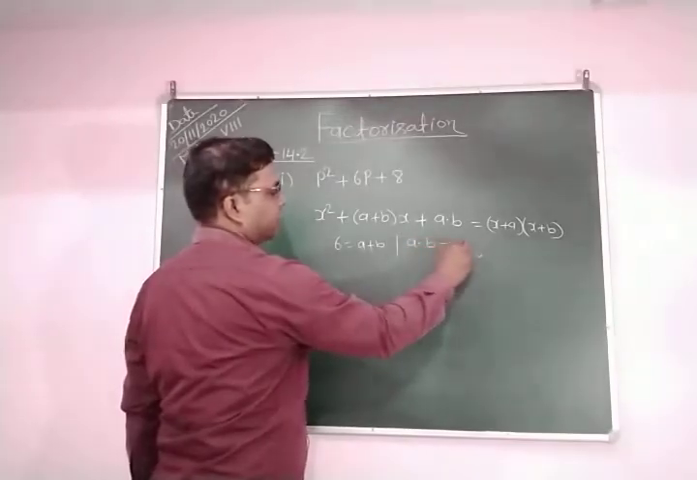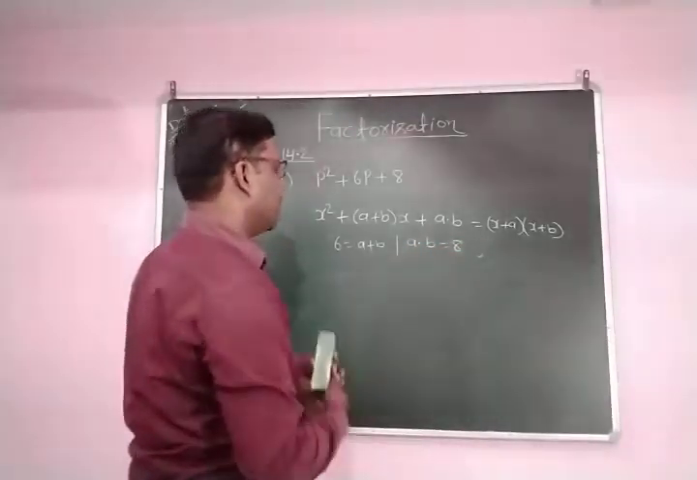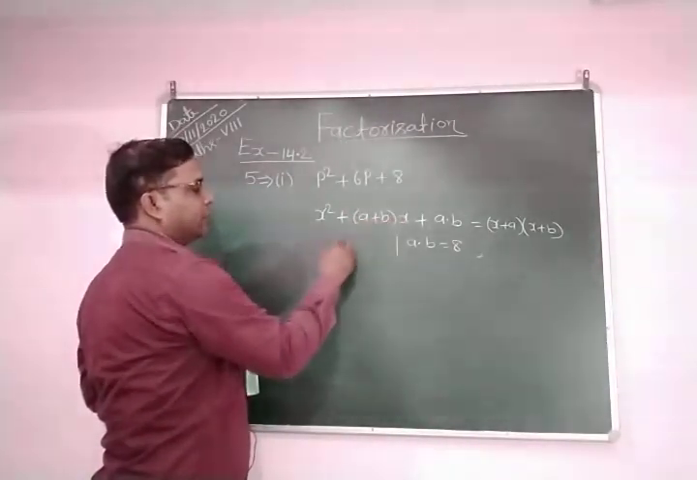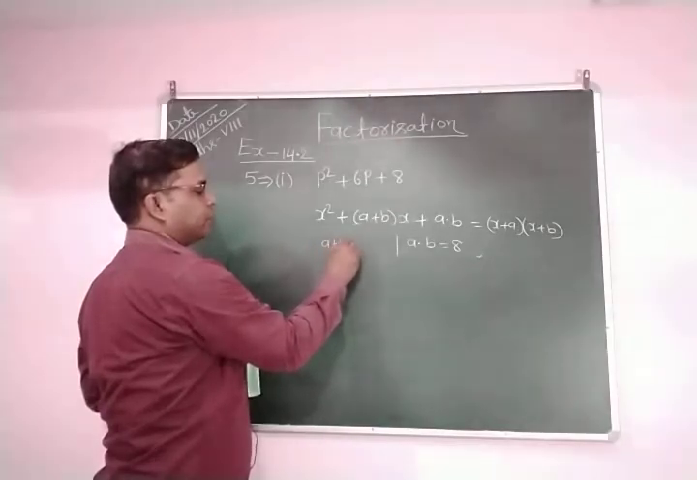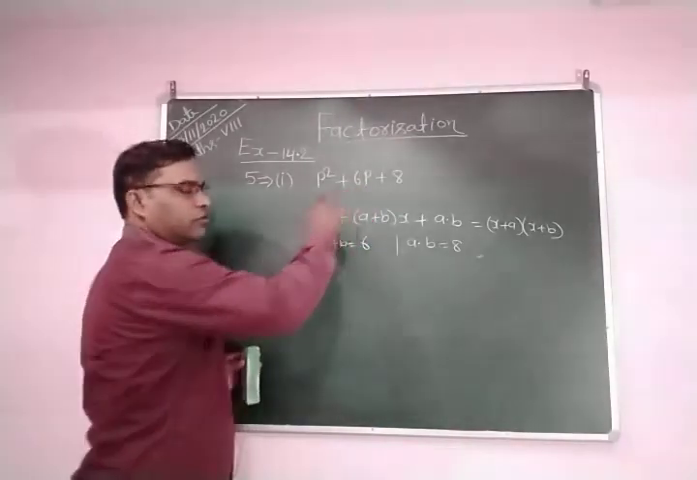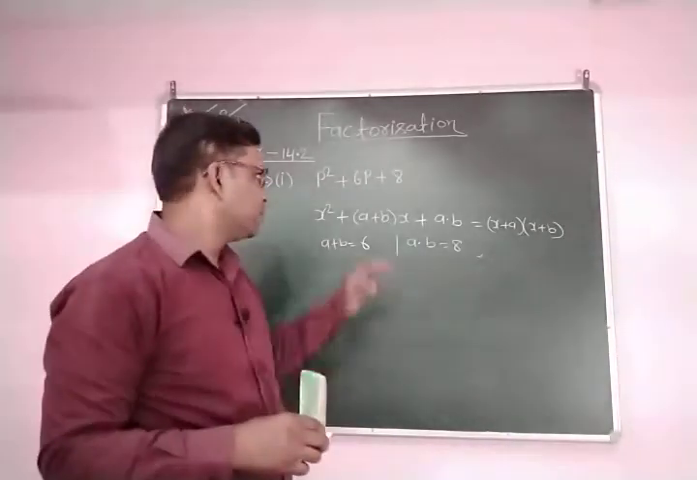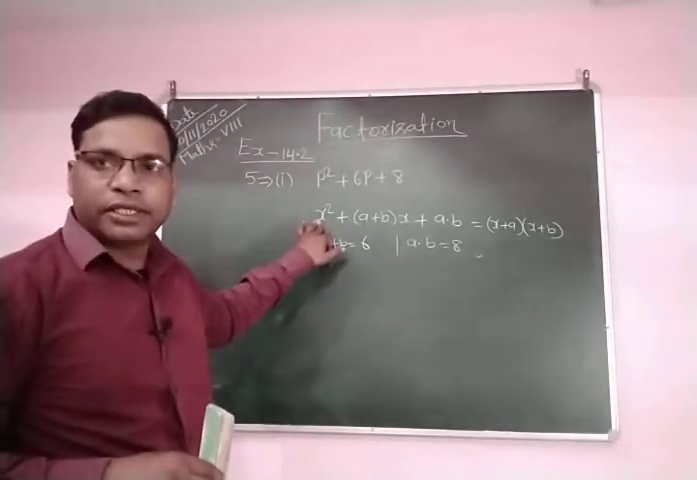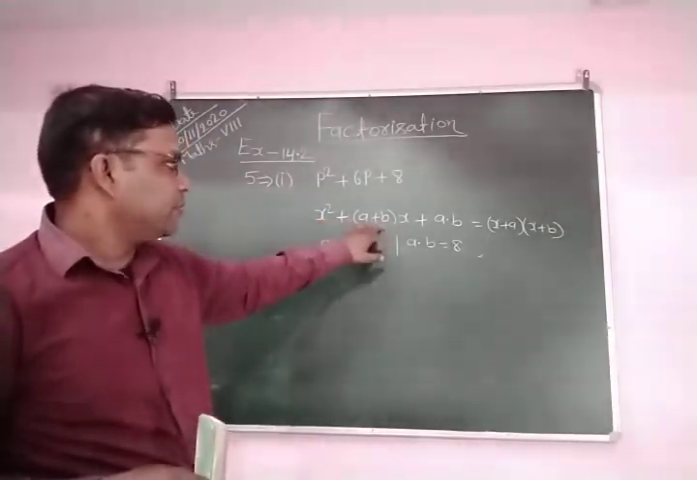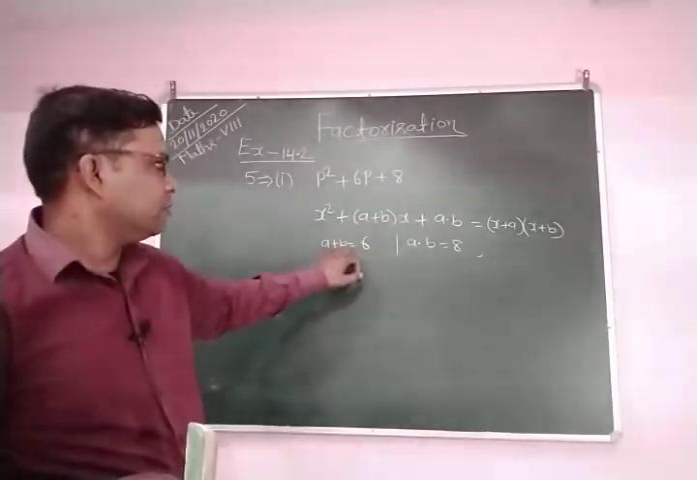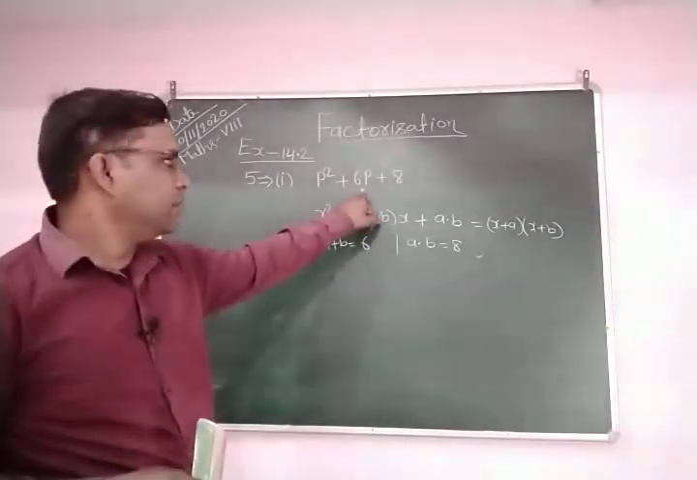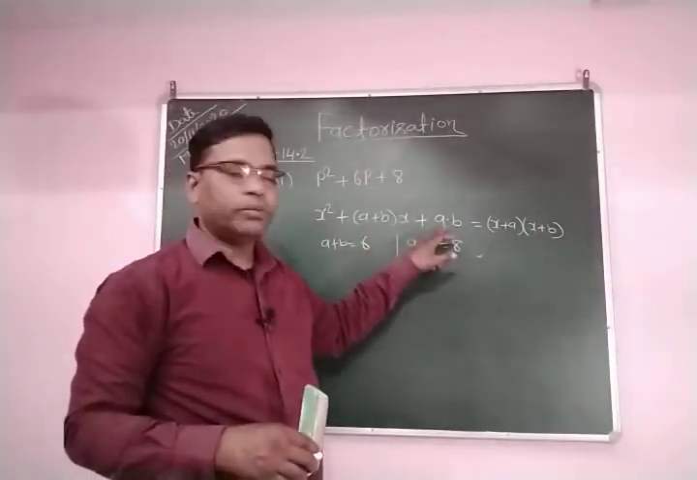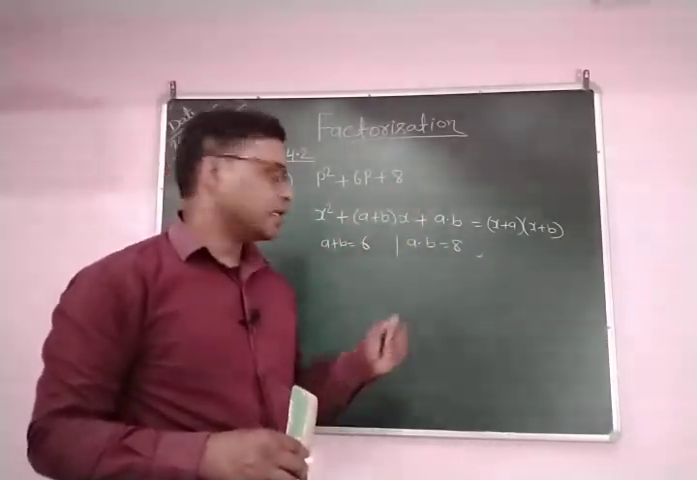A into b is the constant term, equal to 8, and a plus b is the coefficient of the variable, equal to 6. Okay, so in this expression the variable is p, and in this identity the variable is x. The coefficient of the variable x is a plus b, but here the coefficient of the variable is 6, and this is the constant term. A into b is the constant term, and here the constant term is 8.